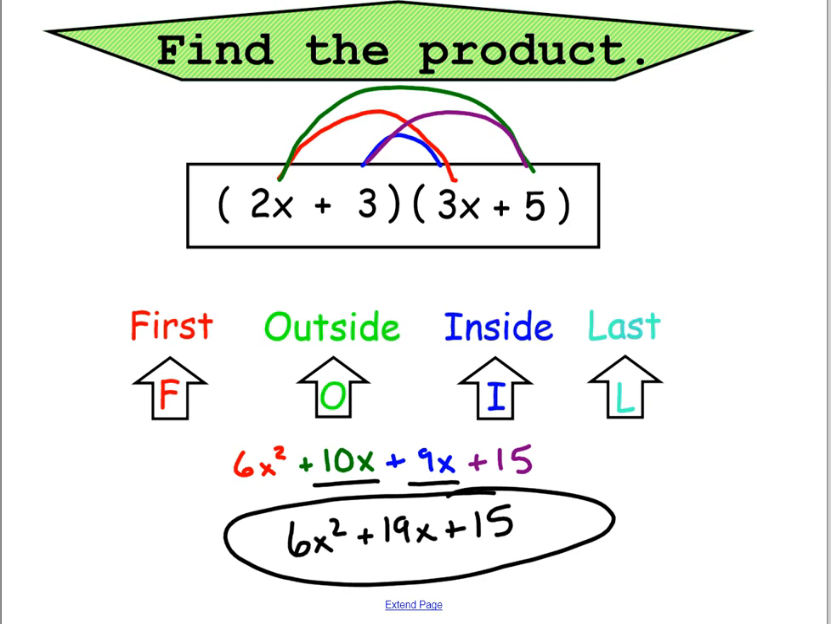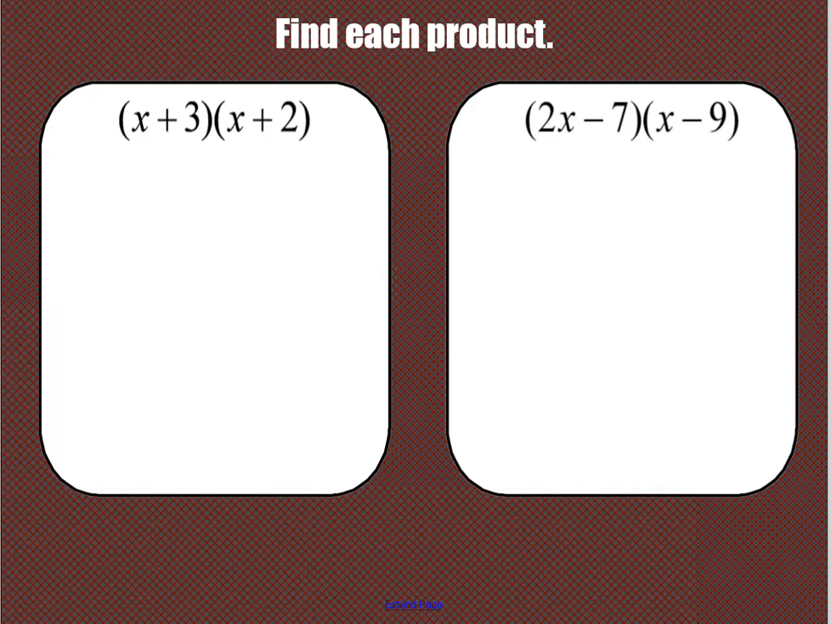Let's continue on here. From here on out, I will be using the box method. If you do like the FOIL method, you are welcome to do it, but I prefer the box method. So let's go ahead and find each product. If you notice in the first problem, I have a binomial times a binomial. So because I have two terms, multiplying two terms, I'm going to make a 2 by 2 box.